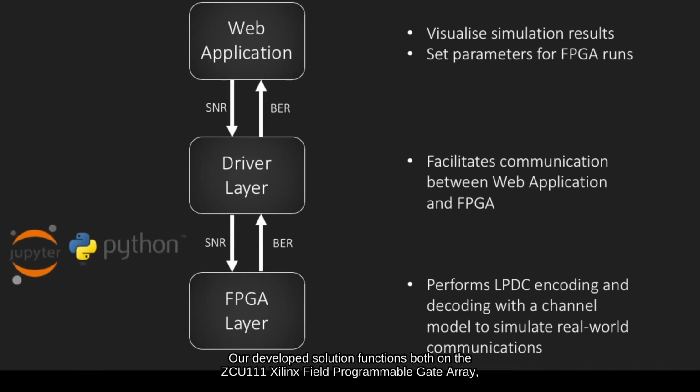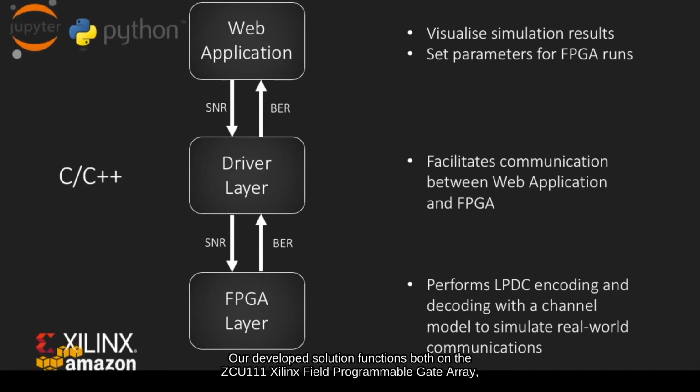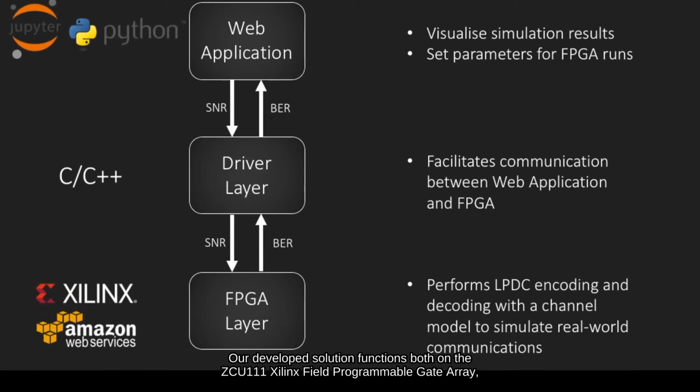Our developed solution functions both on the ZCU111 Xilinx Field Programmable Gate Array, or FPGA, and Amazon's recently released Elastic Cloud Compute F1 Cloud FPGA instances. We've also created a multipath interference model to better simulate the noise that can occur in the real world.